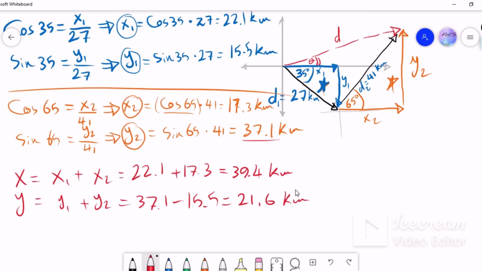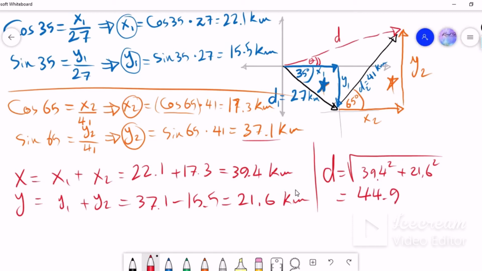Now, in a very easy way, we use the Pythagorean theorem. D, that is the resultant. Now D equals the square root of x squared plus y squared, 39.4 squared plus 21.6 squared, equals 44.9 kilometers, approximately 45 kilometers. That is the resultant.